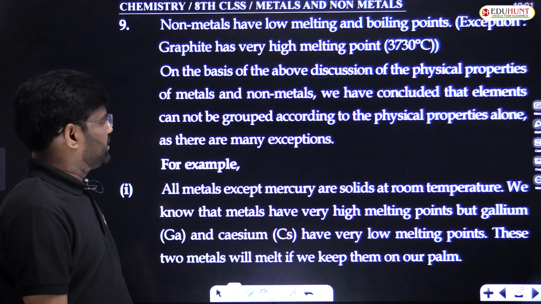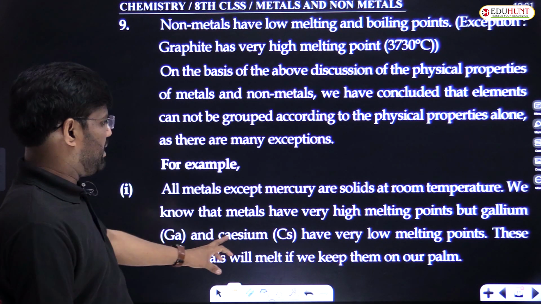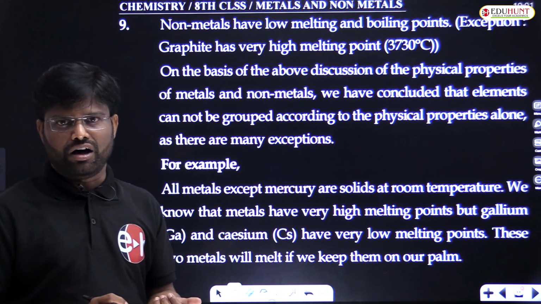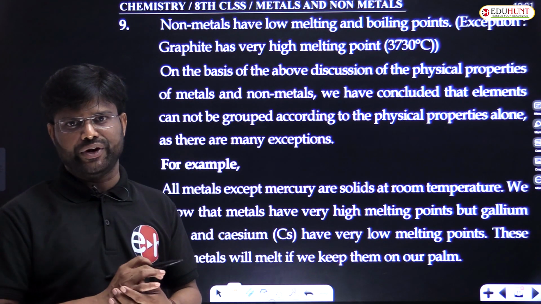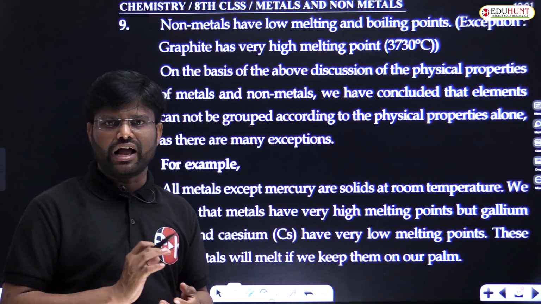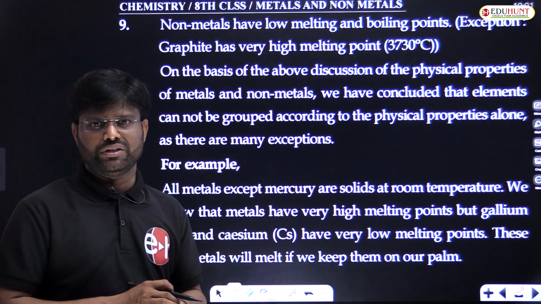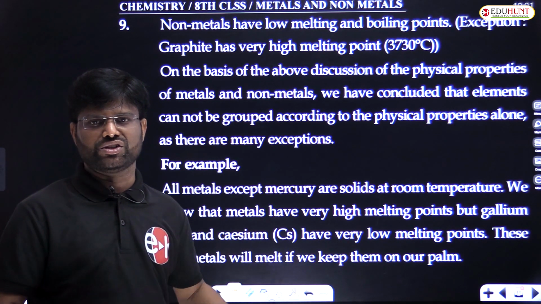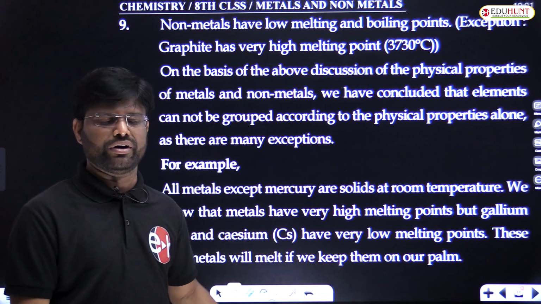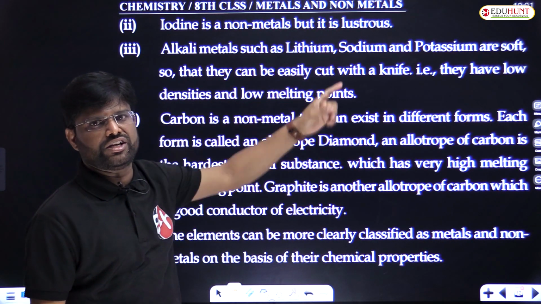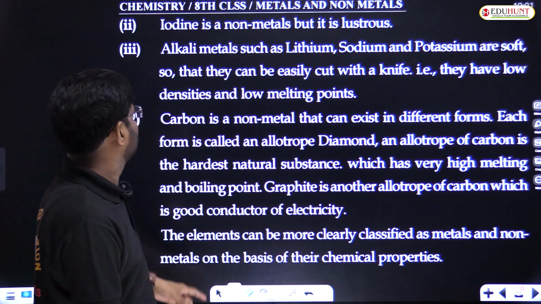So this is about the metals' exceptions. First, all metals are solids except mercury. Most of the metals have high melting points and boiling points except gallium and cesium. They have low melting points and boiling points. So we have to remember these exceptions. Next, iodine is a non-metal that is lustrous in nature, which I explained.